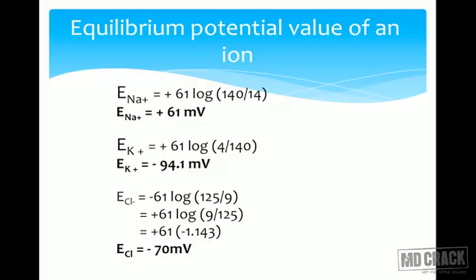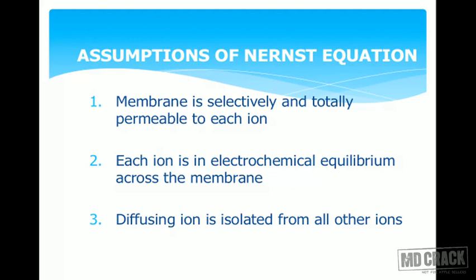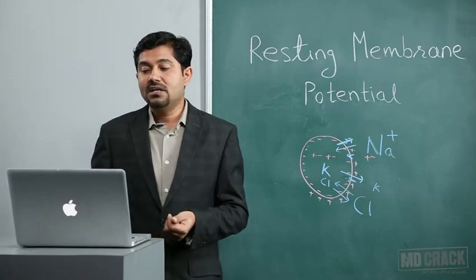As for chloride, the equilibrium potential value for chloride is minus 70 millivolt. That means if at all the chloride gets a chance, the membrane will get more stabilized at minus 70 millivolt. What are the assumptions of the Nernst equation?